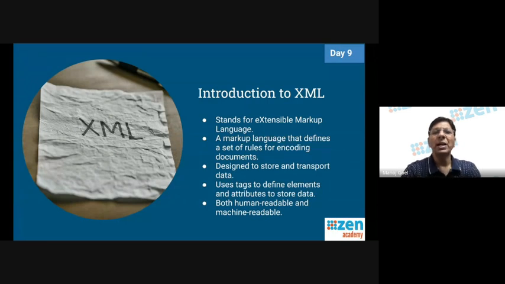XML is a markup language that defines a set of rules for encoding documents. If you want to store some data, XML was prior to JSON and was very popular. It used to be used to transfer data from one program to another program, or within one program, from one section of the program to another section. It is designed to store and transport data, uses tags to define elements and attributes to store the data, both human readable and machine readable.